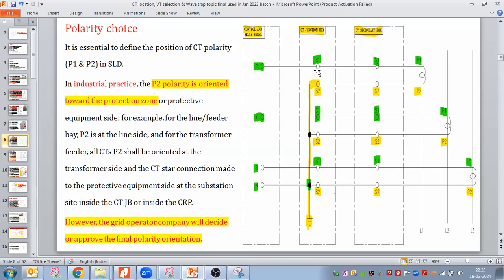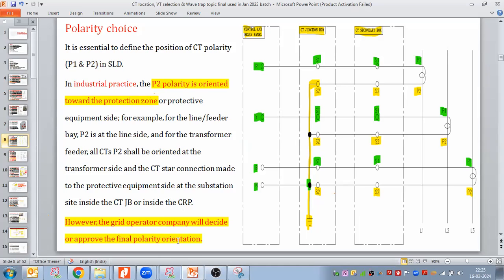And all the S1 from the junction box will connect to the control and relay panel: R phase, then Y phase, and then B phase. From that star point we take the neutral point. So this is how the polarity and CT are connected with the control relay panel.